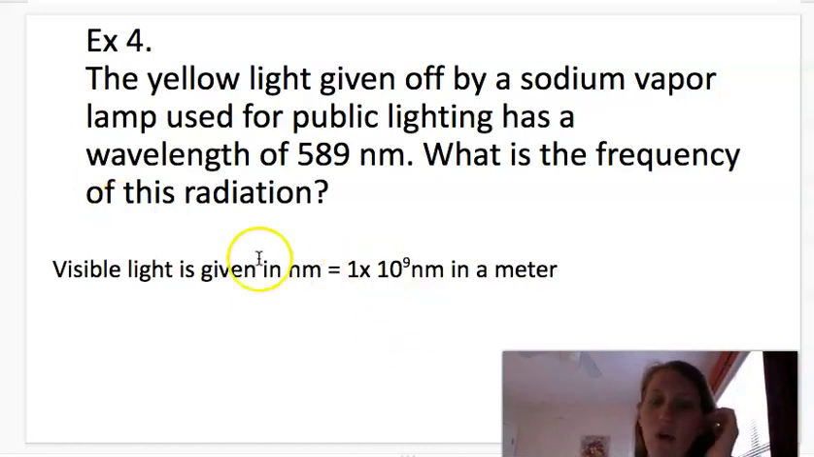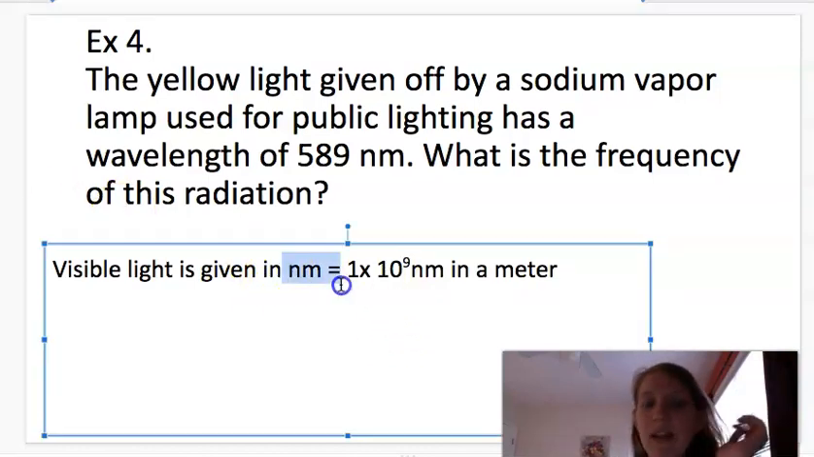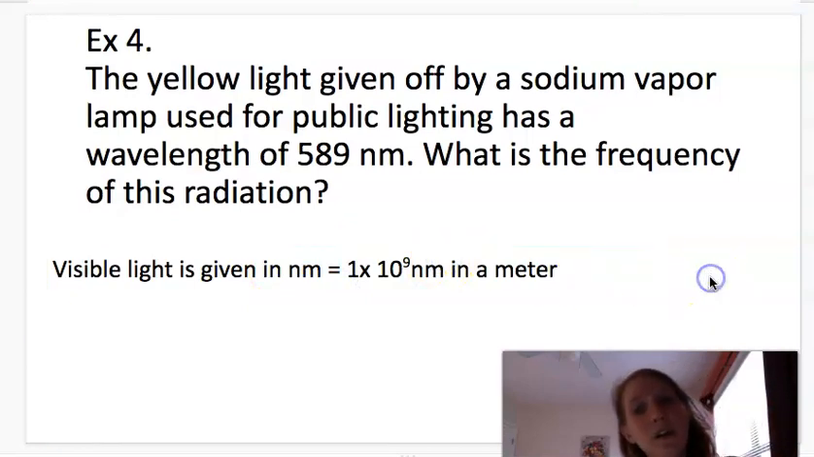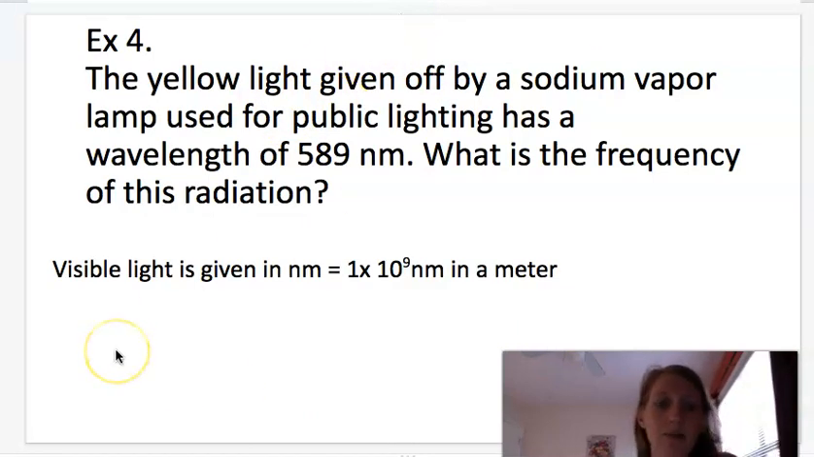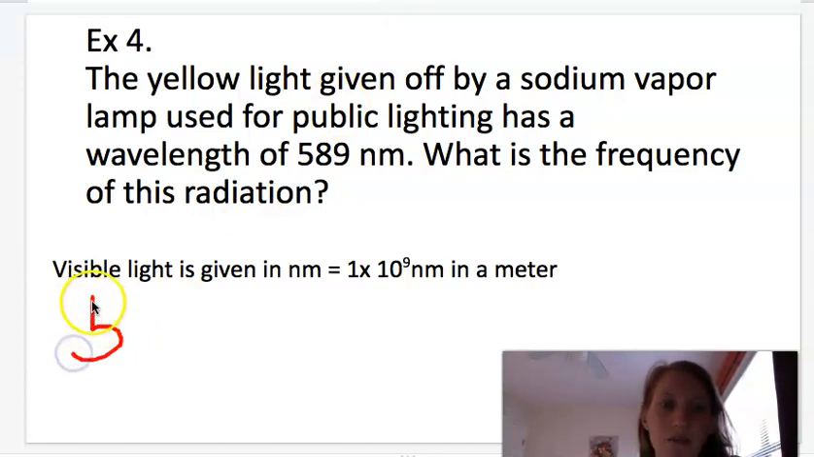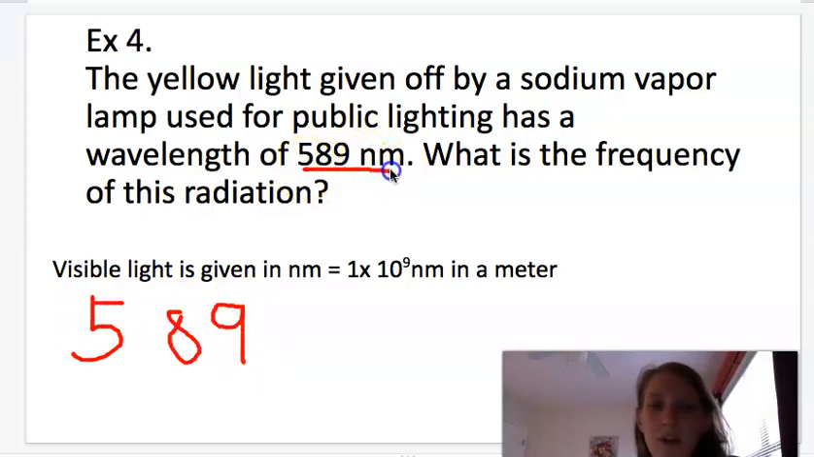If I were to give you a wavelength of light in nanometers, make sure you know how to convert that to meters, which I can show you really quick on this. My handwriting is probably going to be terrible, but just make do with me. So let's say we have 589 nanometers, and we're going to convert it to meters really quick.